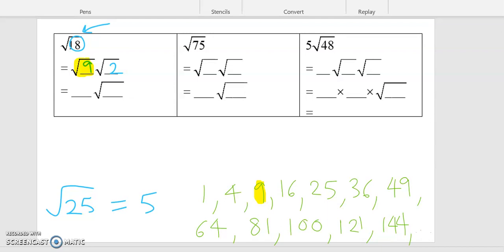After that, I'll just reduce root 9. Root 9 turns into 3. And root 2, that's irrational, can't reduce it any further. So I'll just keep the root 2 as root 2. So root 18 reduced is 3 root 2.